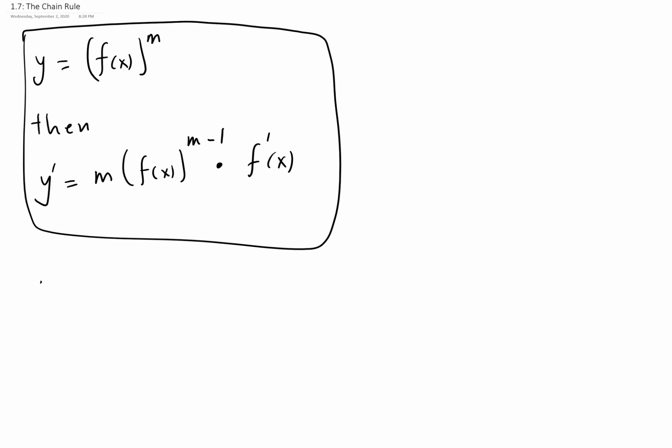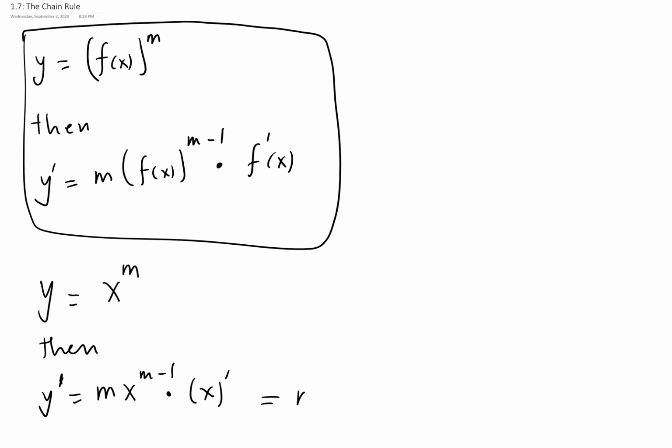What happened to the power rule? Well, if you have y equals x to the m, then y prime by the chain rule is m x to the m minus 1 times the derivative of the inside. But the derivative of x is 1. So times 1. So that gives me m x to the m minus 1. This is the power rule. So the power rule is a special case of the chain rule.